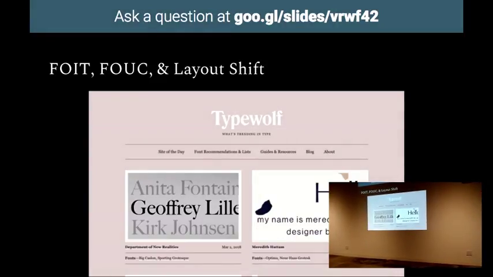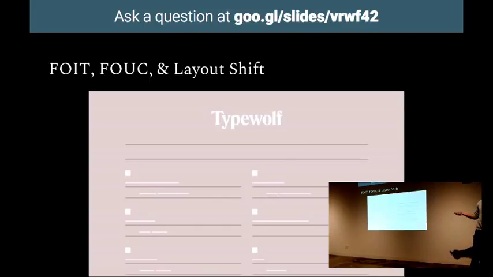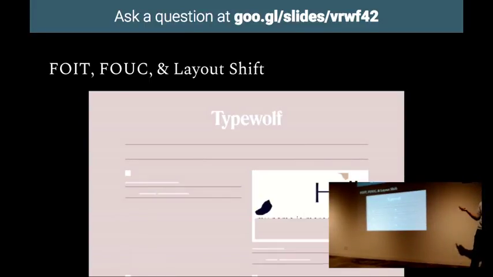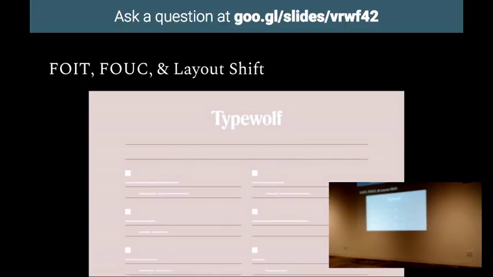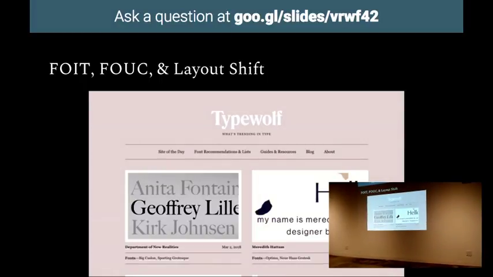This is what we're talking about here. This is a GIF of typewolf.com. This is a progressive load. It is being heavily throttled by my browser; it doesn't normally just load like this. They're doing a pretty good job, but this illustrates the different steps that we care about. These are flash of invisible text, flash of unstyled content, and layout shift.